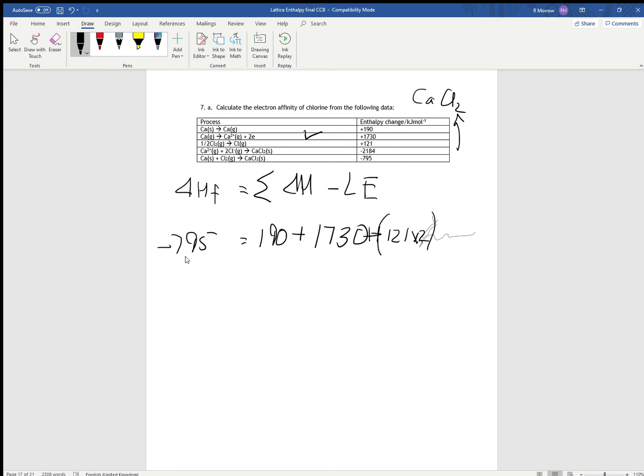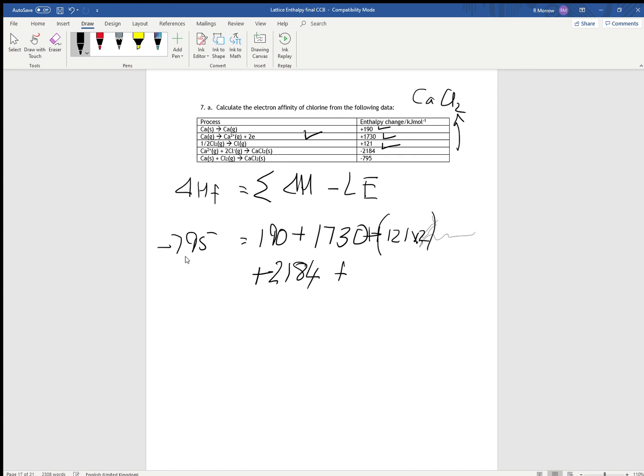All right. So I'll just tick these off as I go along because it's good to know what you've covered. Okay, then we've got here the lattice enthalpy, the gaseous ions joining together. Remember it's minus the lattice enthalpy up here, so that just becomes plus 2184.